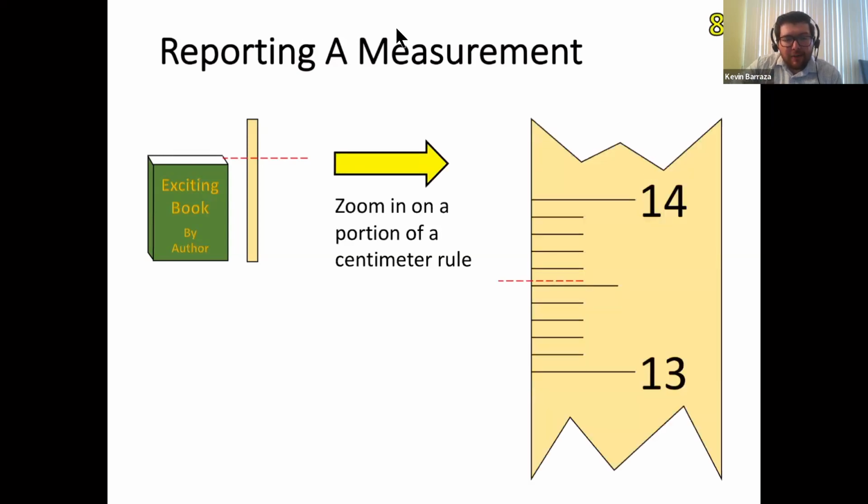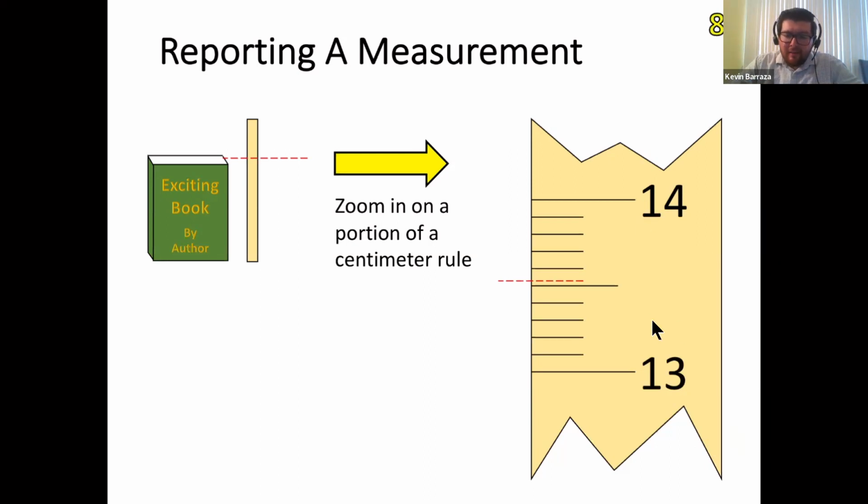So for example, if I were to measure the height of the book, well, I think we probably have experience using a ruler. So say that the height was marked here on this centimeter ruler and it's zoomed in. So what would be the appropriate measurement that I would write down on my paper for the height of this? So we see the mark 13 here, the mark 14 here, and there are 10 little tick marks between. So what would be our value?